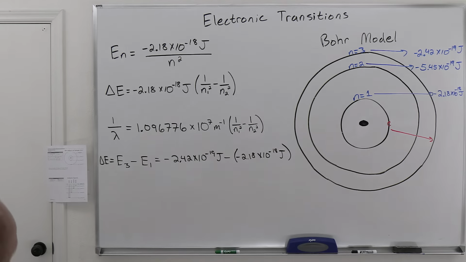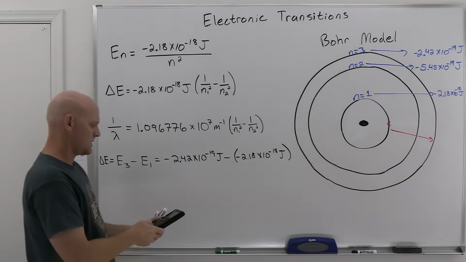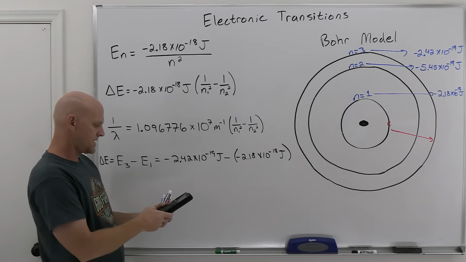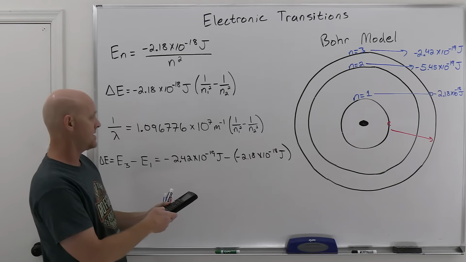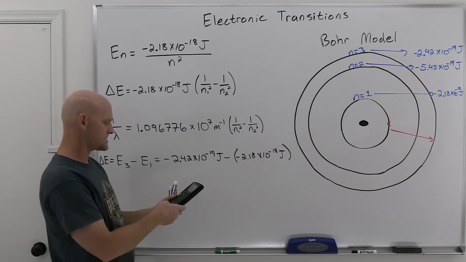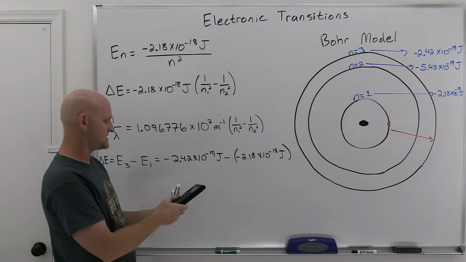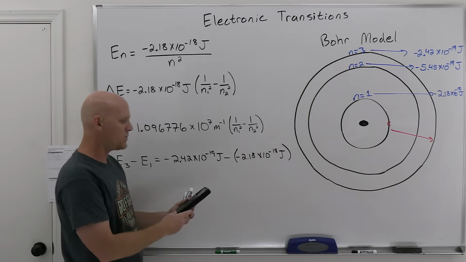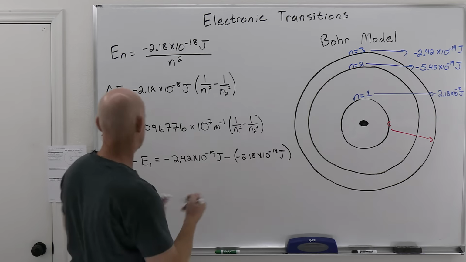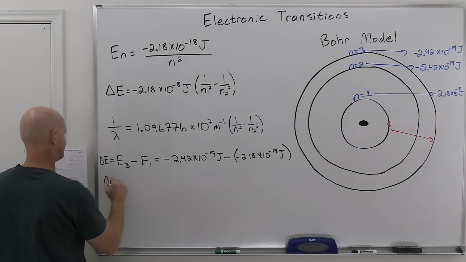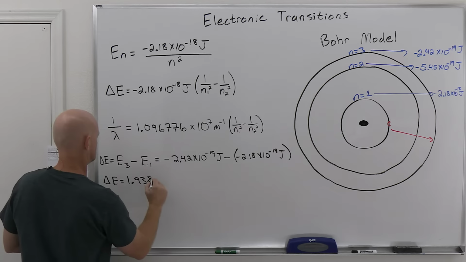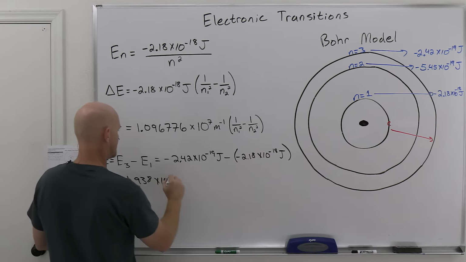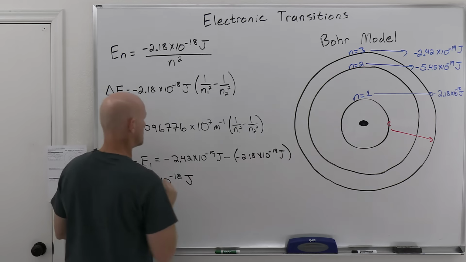Let me grab my handy dandy calculator. All right, so negative 2.42 times 10 to the negative 19 minus a negative, i.e. plus 2.18 times 10 to the negative 18. And we're going to get 1.938 times 10 to the negative 18 joules.